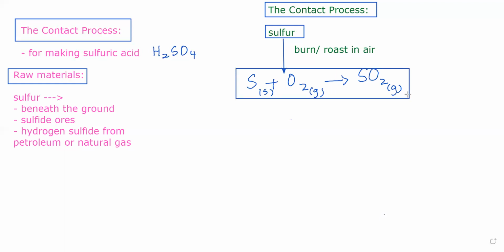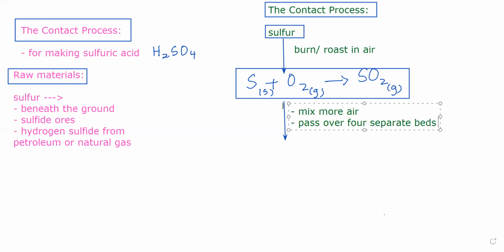Now next, what will happen? This sulfur dioxide needs to be burned with more oxygen. So what are we going to do? We are going to mix more air. Also here we are going to put up our conditions. What are those conditions? We are going to pass it over 4 separate beds of catalyst. And what is our catalyst? The catalyst is vanadium 5 oxide. Let me write these conditions here, so it will be better for us.